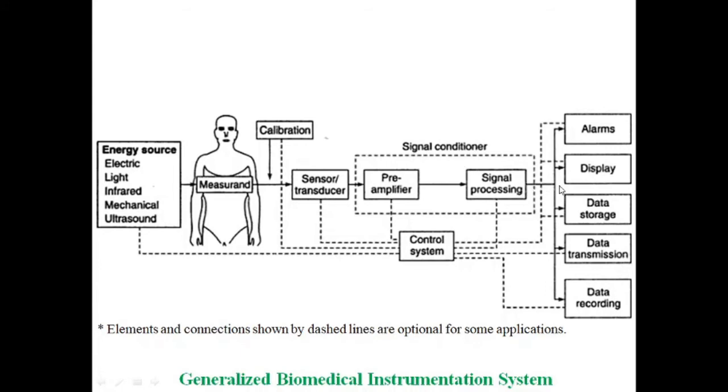After signal conditioning, the purpose of the instrumentation system could be getting an alarm of the signal, or displaying the signal continuously. The signal could be stored using data storage. It can also be transmitted, and hence it is called data transmission. Or we can have the recording of this.